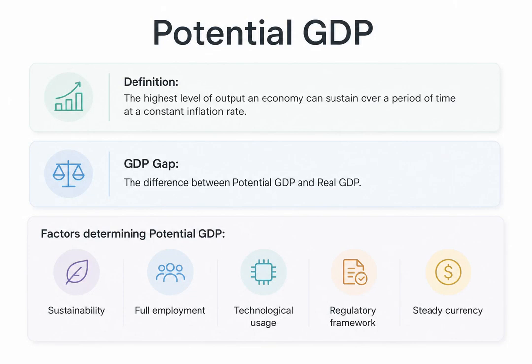This represents the absolute highest level of economic output a country can sustain over time without triggering runaway inflation. It assumes full employment and optimal use of resources. The difference between what an economy is actually producing, the real GDP, and what it could theoretically produce is called the GDP gap. Potential GDP is driven by technological adoption, regulatory efficiency, and full employment.